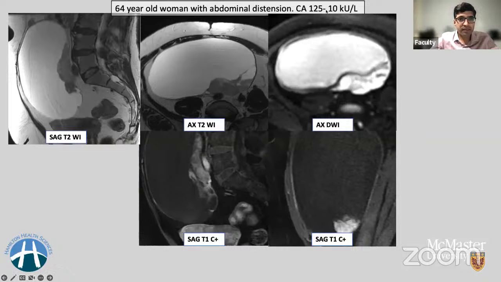64-year-old woman with abdominal distension. Again, CA 125 was not really elevated, but that's the sagittal T2 image. It shows a large unilocular cyst with solid components. So look at this T2 imaging sequence here. It's not T2 dark, which means that you have to look at its enhancement. Again, this is axial T2, axial diffusion. So both show that it's not dark here. So you have to look at enhancement.